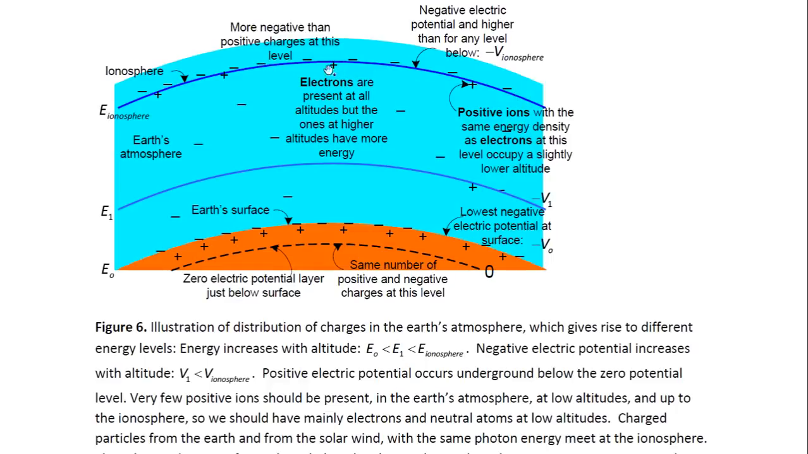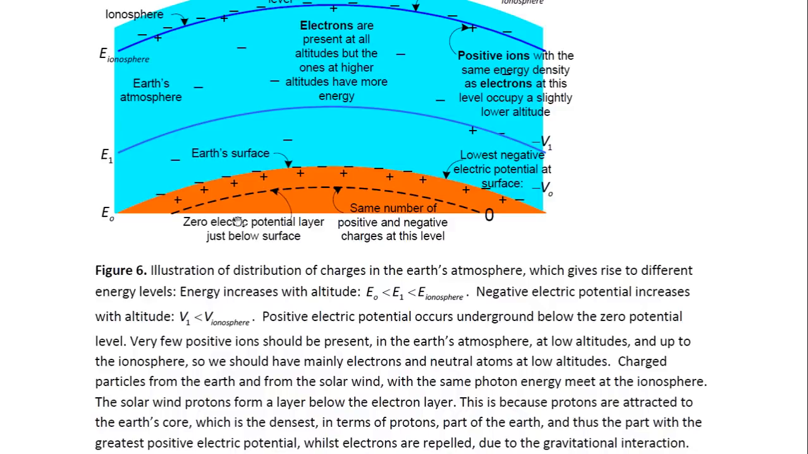So we have more electrons at each level as we move up, and we also have the electrons at each level as we move up having more photon energy or gravitational energy inside them.